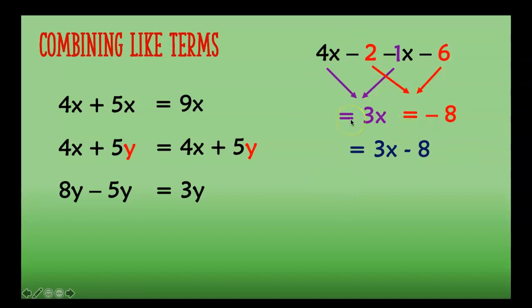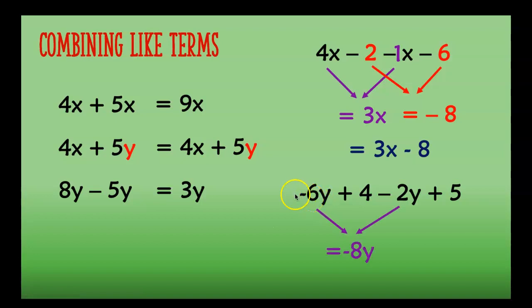Another example of a long expression of combining like terms is this one. Again, group the like terms. In this expression, negative 6y is like terms with negative 2y. That means you can combine these two terms. Negative 6 minus 2 is negative 8. Then just copy the variable, which is y: negative 8y. Then you are done with them.